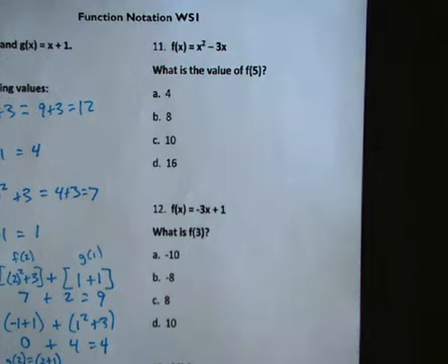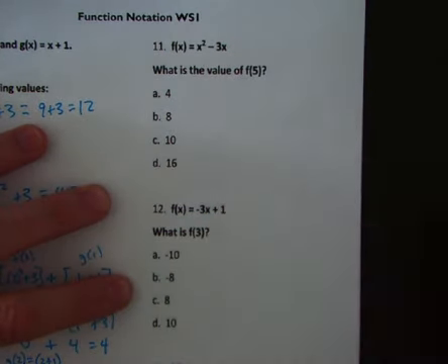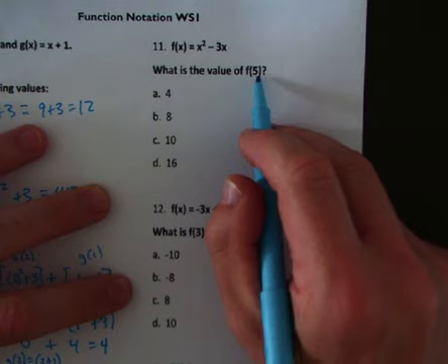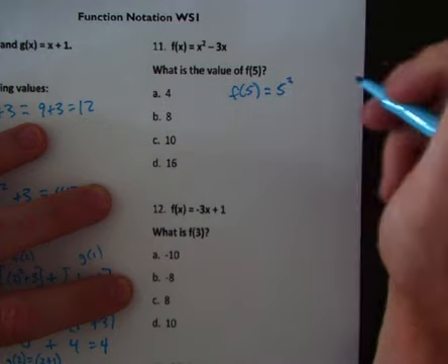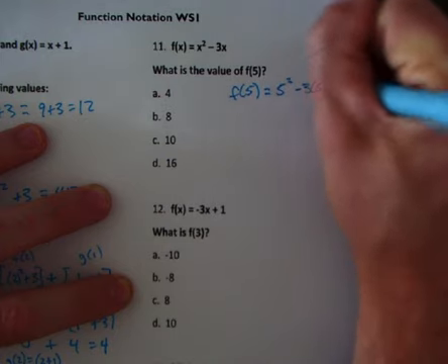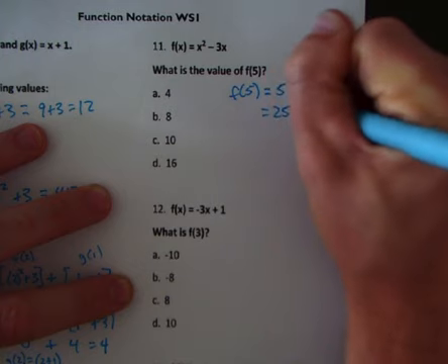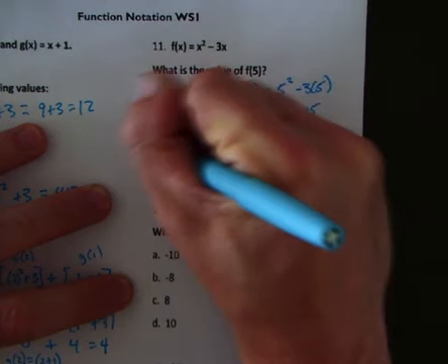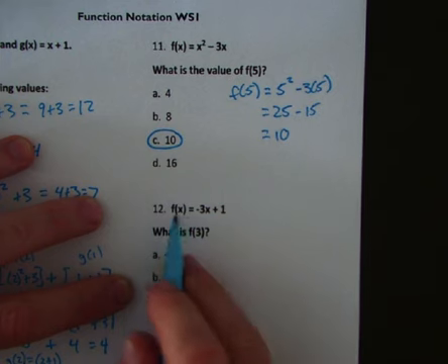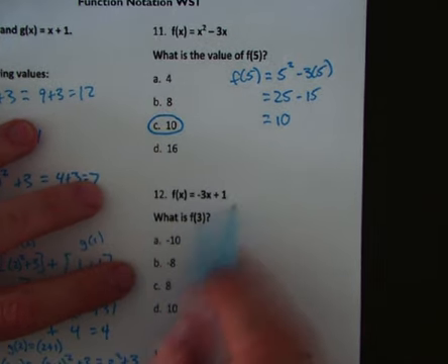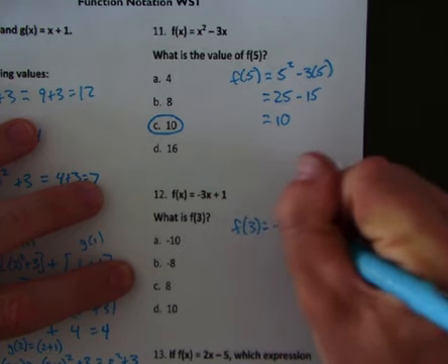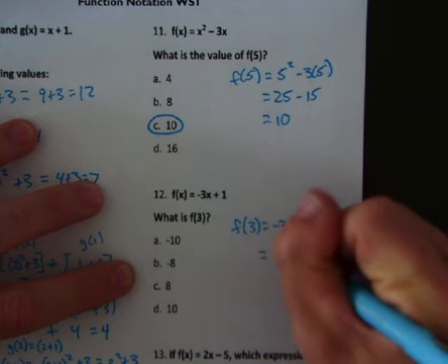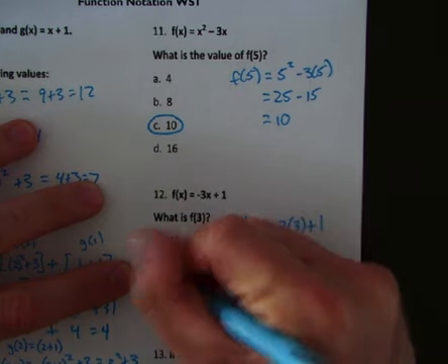All right. Now let's look up here. Here we have f of x equals x squared minus 3x. It says, what's the value of f of 5? Well, f of 5 equals 5 squared minus 3 times 5, which is 25 minus 15, which equals 10. Our answer is 10. Here it says f of x equals negative 3x plus 1. What is f of 3? Well, f of 3 equals negative 3 times 3 plus 1, which equals negative 9 plus 1, which equals negative 8. Negative 8 is our answer.